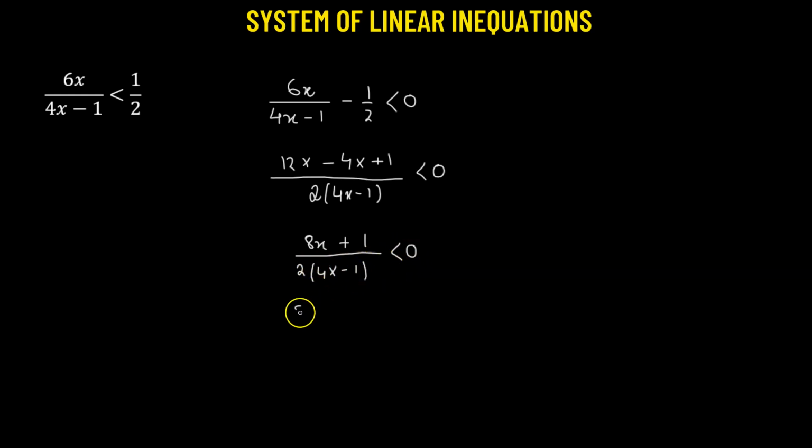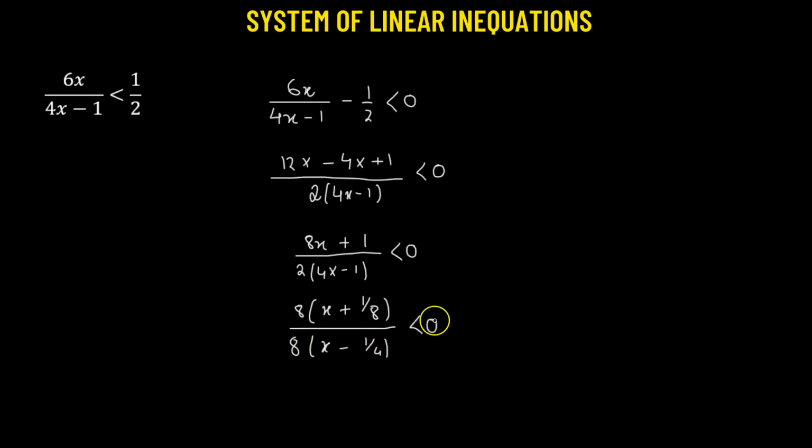In the numerator, we'll take 8 as the common factor. So we have 8 multiplied by x plus 1 over 8, divided by, so here we have 4x minus 1, we'll take 4 as the common factor, and that gets multiplied by 2 to give us 8. So we have 8 multiplied by x minus 1 over 4.